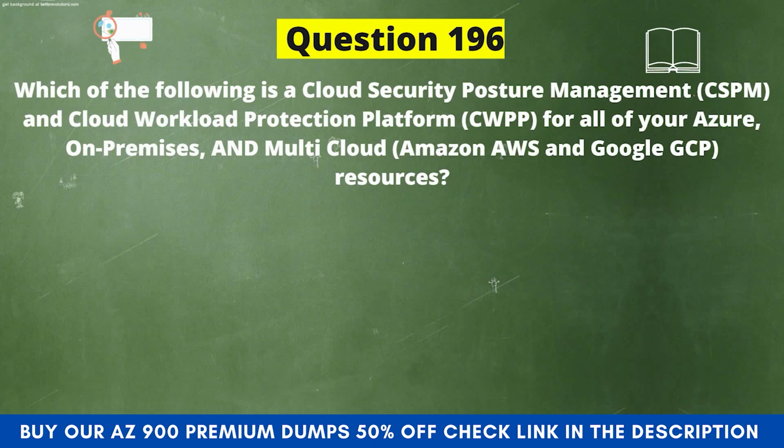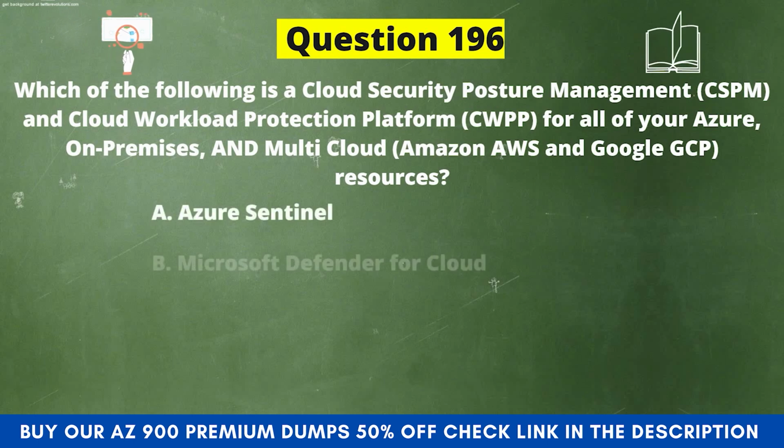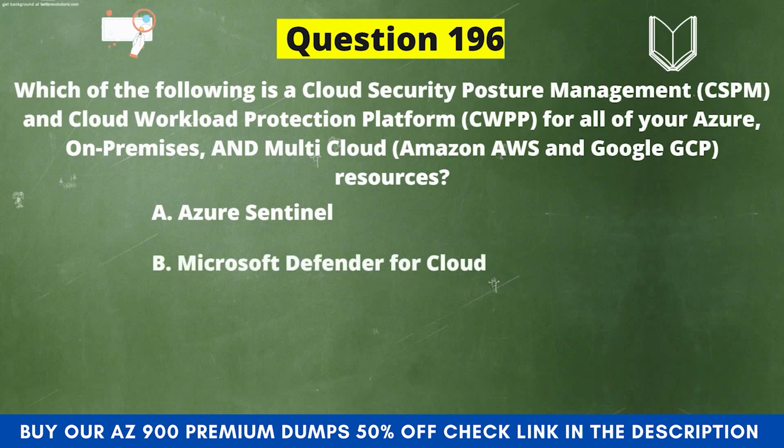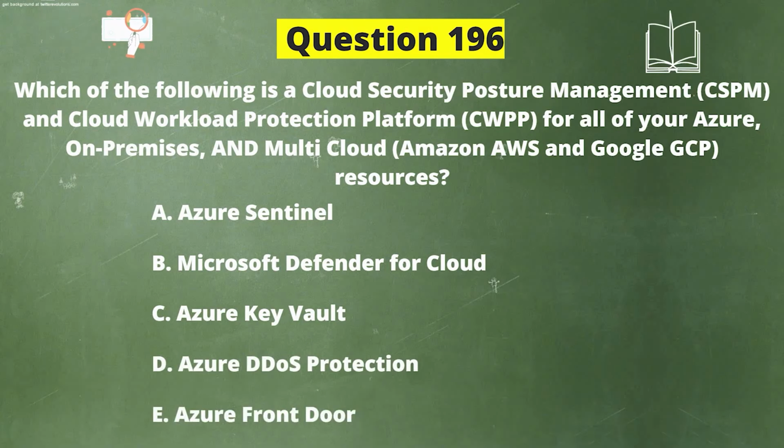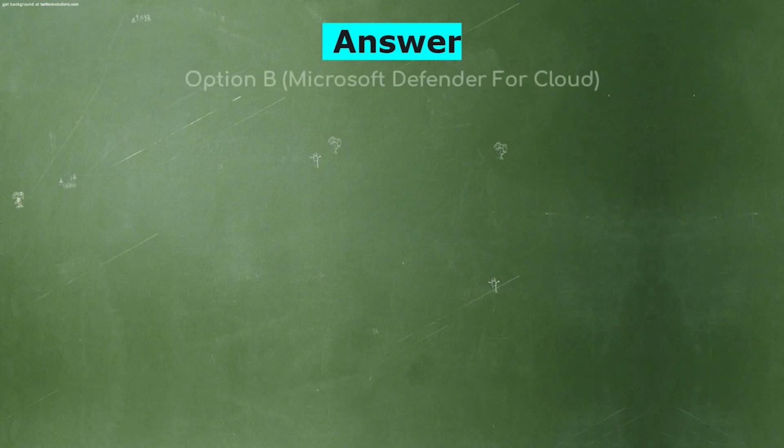Next question. Which of the following is a Cloud Security Posture Management (CSPM) and Cloud Workload Protection Platform (CWPP) for all of your Azure, on-premises, and multi-cloud, Amazon AWS and Google GCP resources? And the options are A. Azure Sentinel. B. Microsoft Defender for Cloud. C. Azure Key Vault. D. Azure DDoS Protection. E. Azure Front Door. And the correct answer is option B.